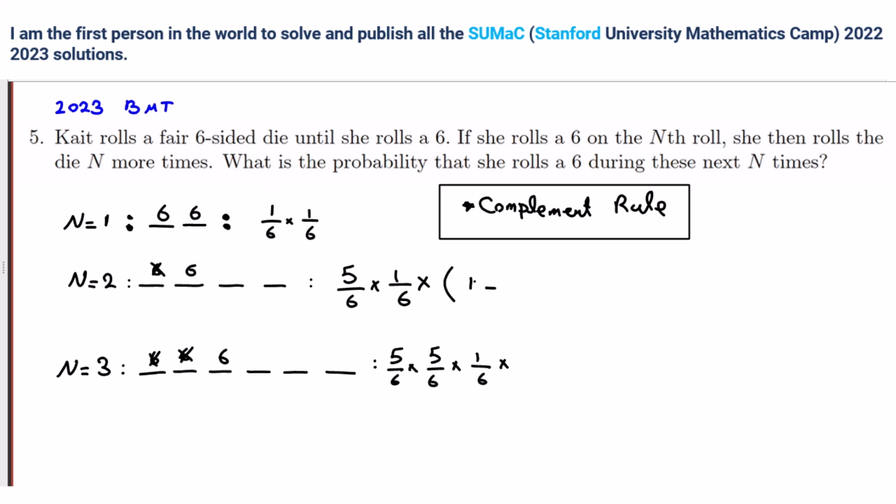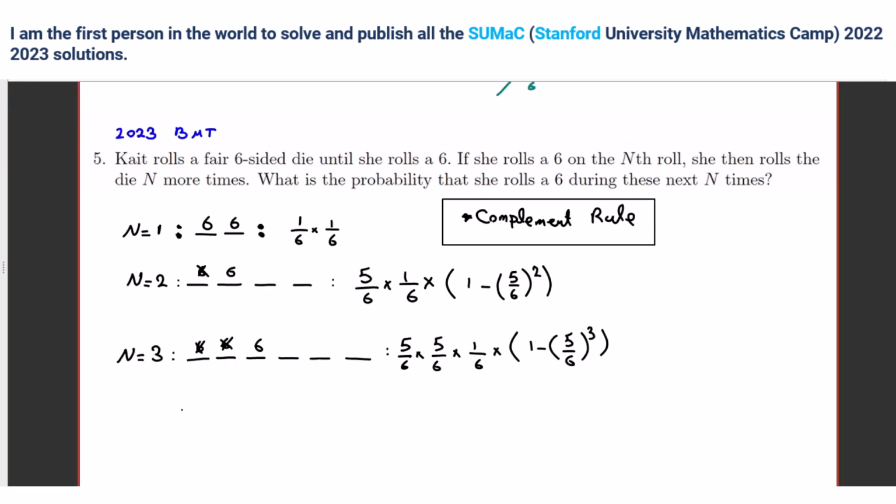So it will be 1 minus what for this case? 1 minus 5/6 times 5/6, because you will not roll 2 sixes. Exactly, so 2 not sixes. What about this one for n=3? 1 minus 5/6 cubed. Exactly. Okay, now for general n, can you tell me what it will be?